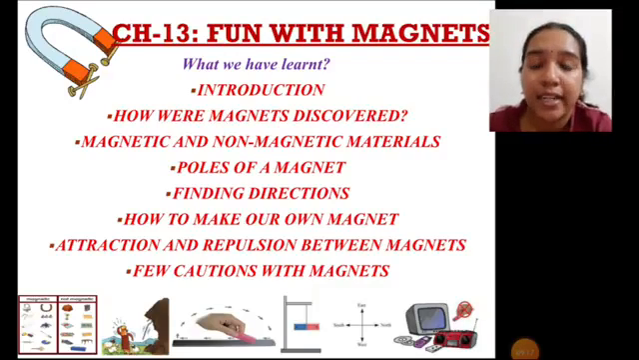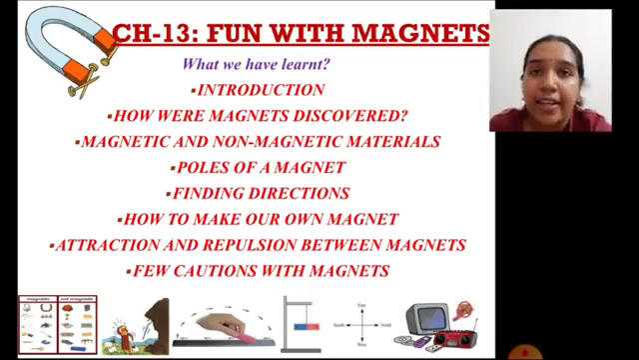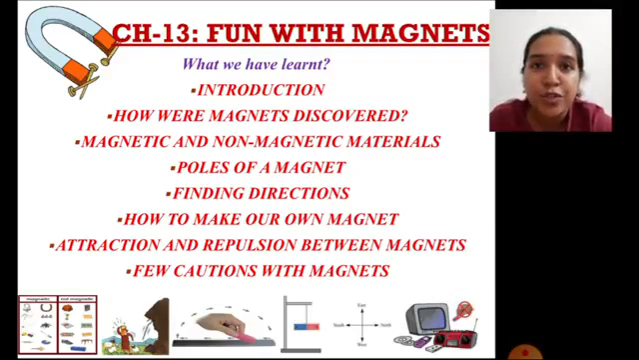We learned that the magnet has a North Pole and a South Pole. We learned about a compass and how magnets play a key role in finding directions while traveling. And we learned an activity on how to make our own magnet. And just now we discussed attraction and repulsion of magnets and a few precautions to be followed while handling magnets. So this is about the fun with magnets chapter in your textbook.